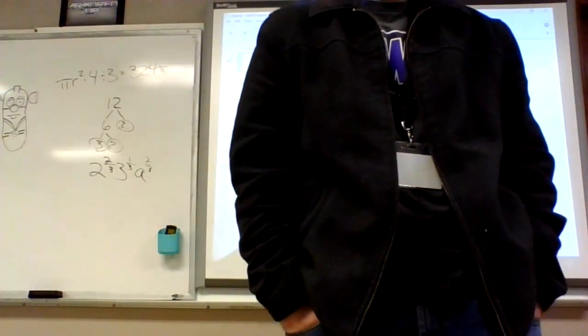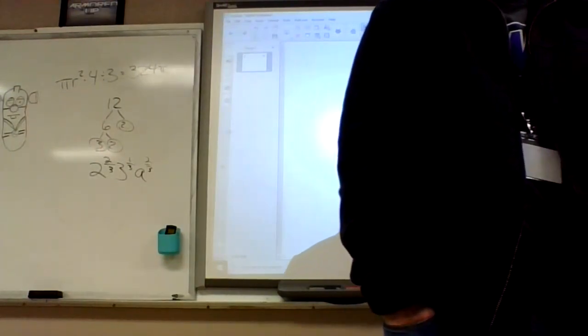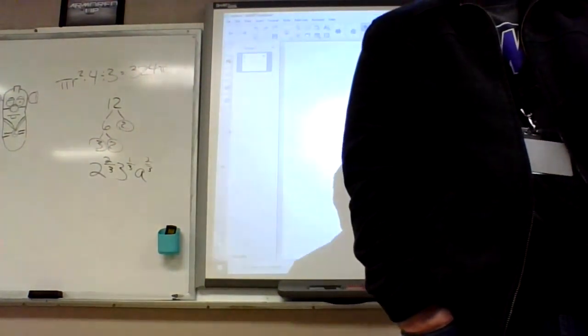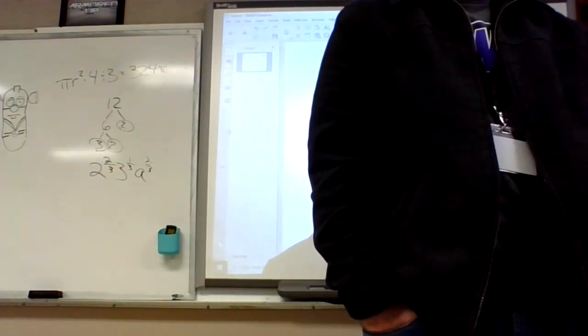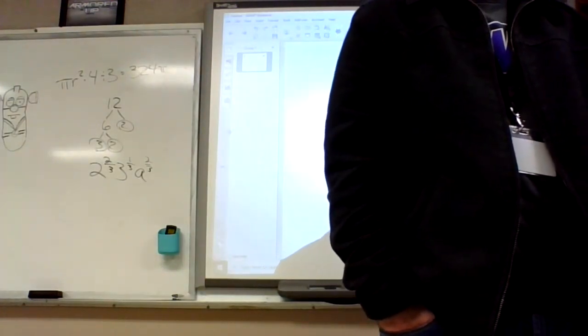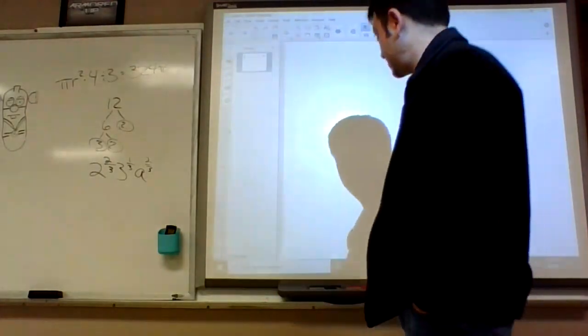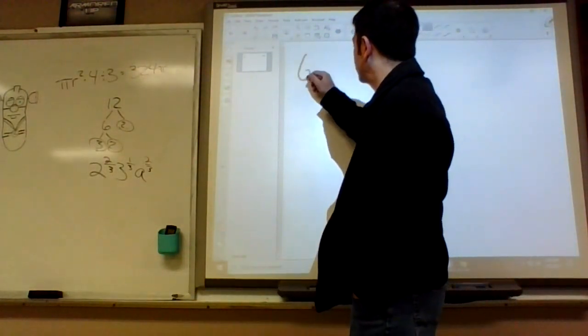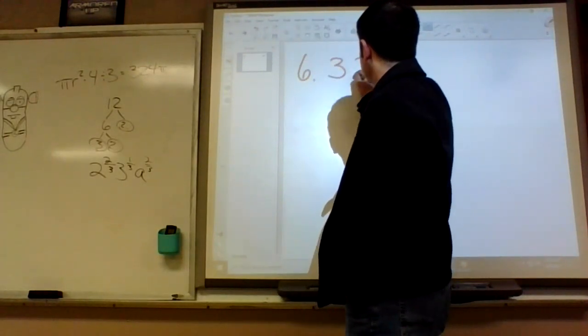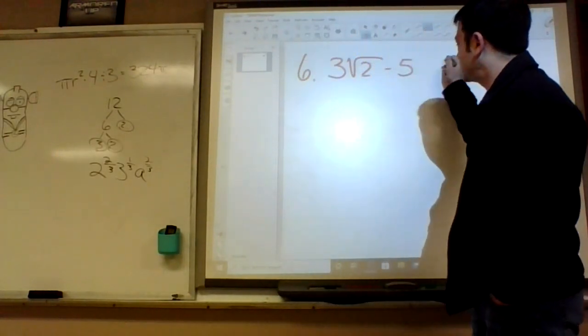Greater than. Number 7, simplify. If not possible to simplify, state not possible. Okay, actually let's look at number 6, because that's the first one of the kind. So it says 3 square root of 2 minus 5 square root of 2. What do you guys think?